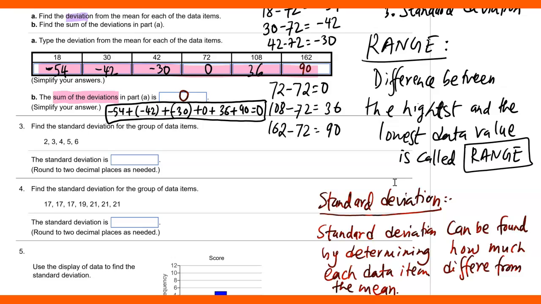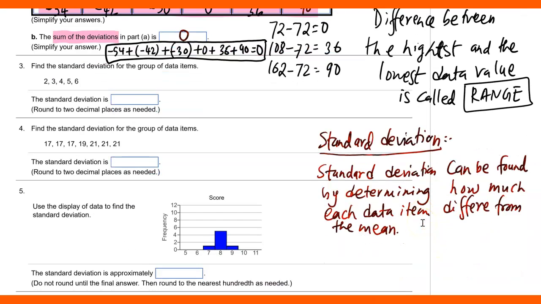But if the data are spread around everywhere in the data set, in other words, if the data are away from the mean, the standard deviation is going to be more. Therefore, standard deviation can be found by determining how much each data item differs from the mean. Differ means from the mean to the data, how far. That's the way you can determine the standard deviation.